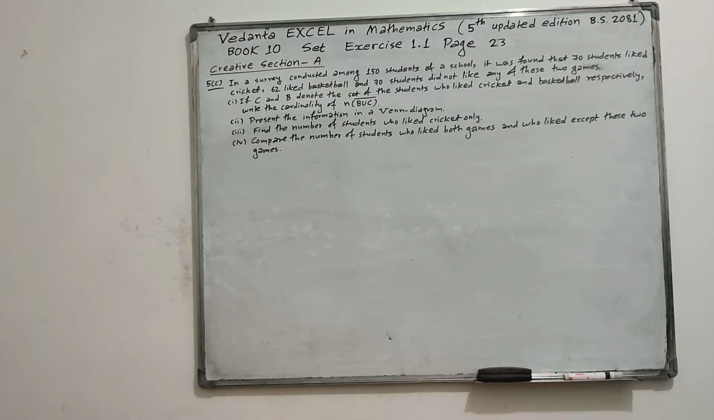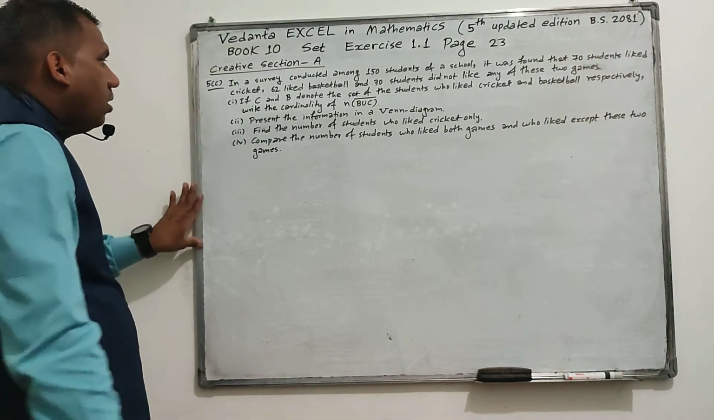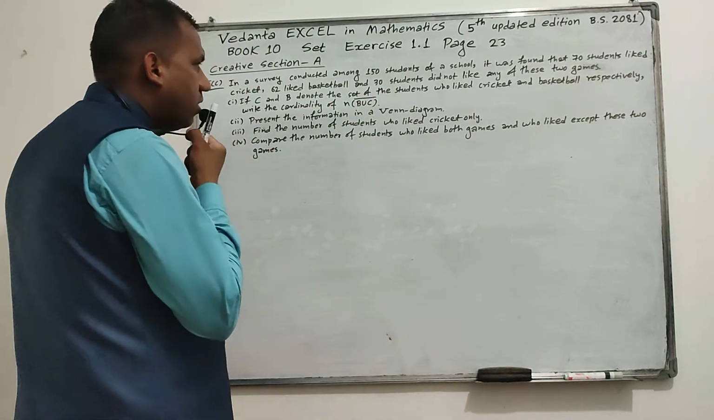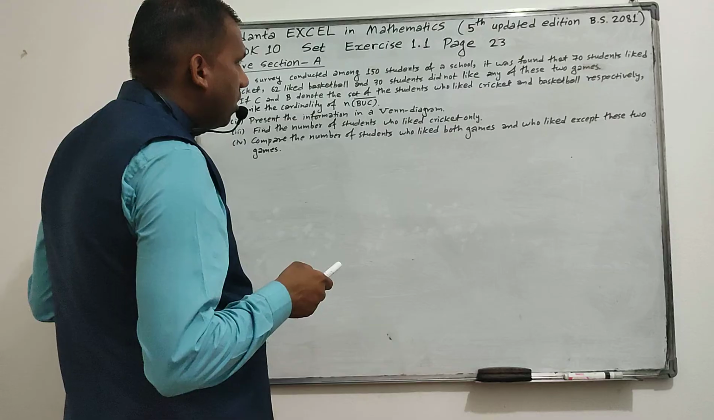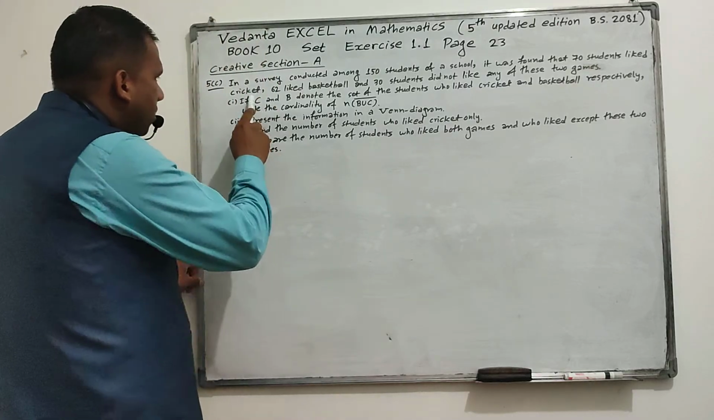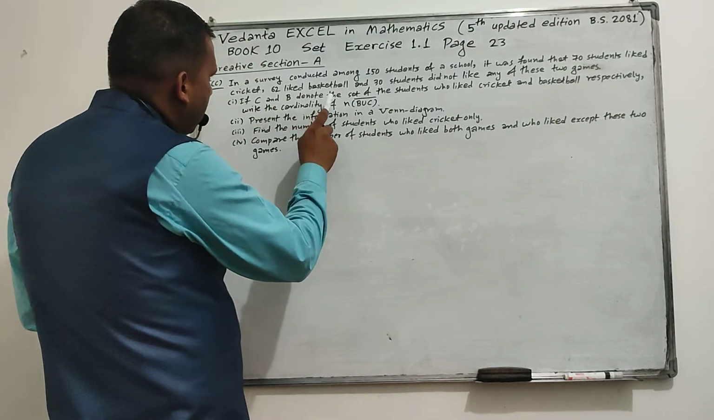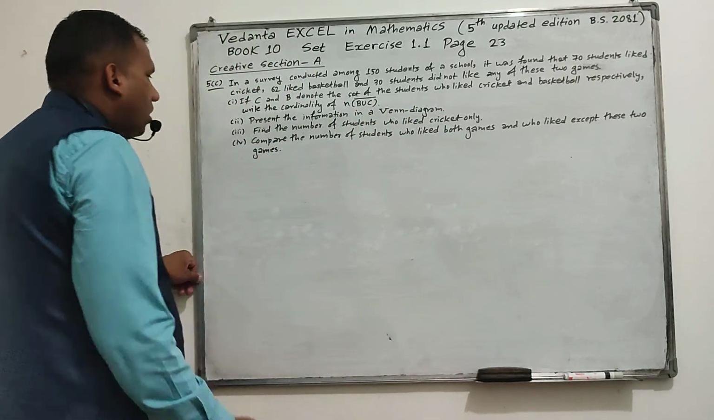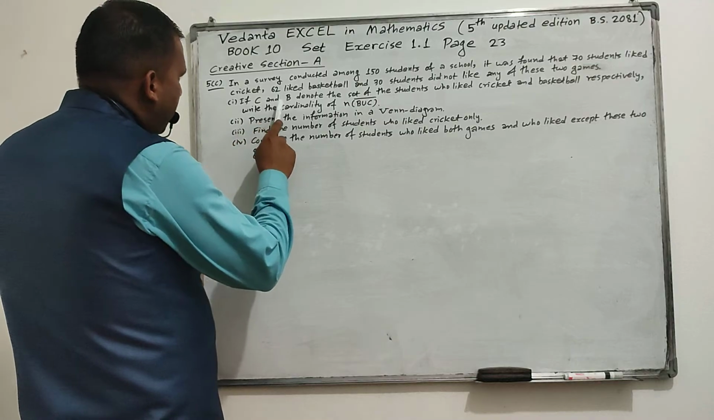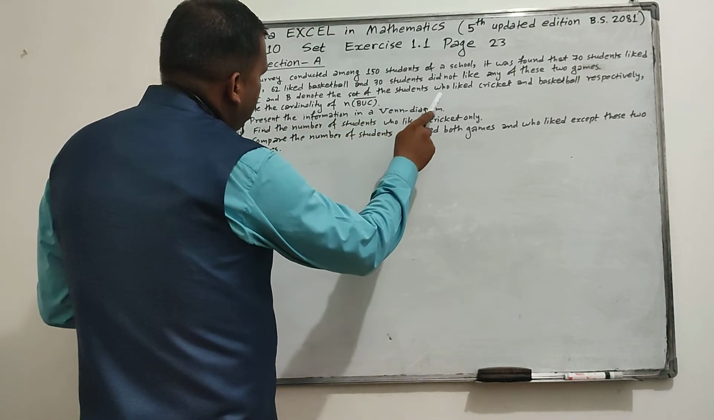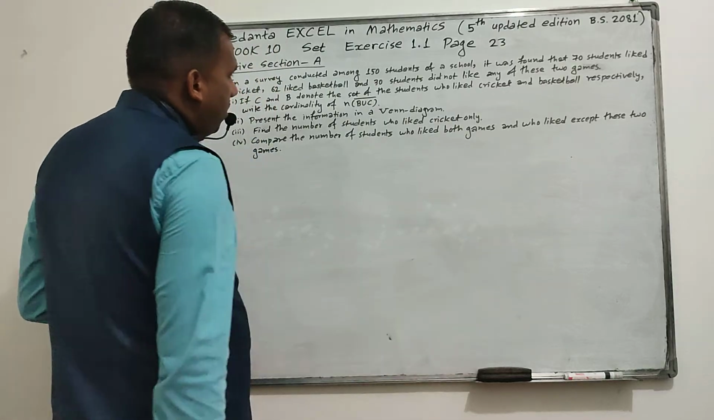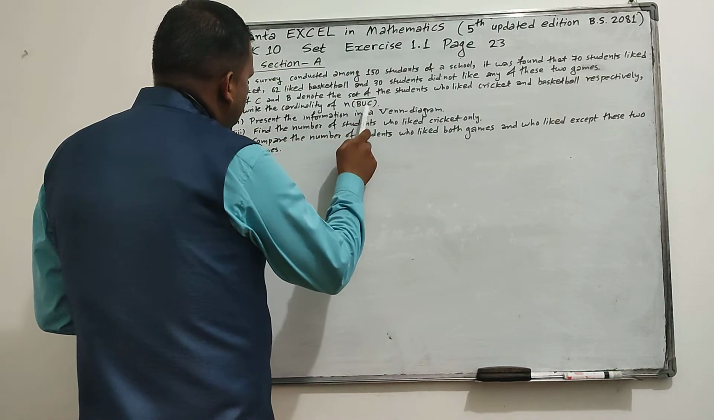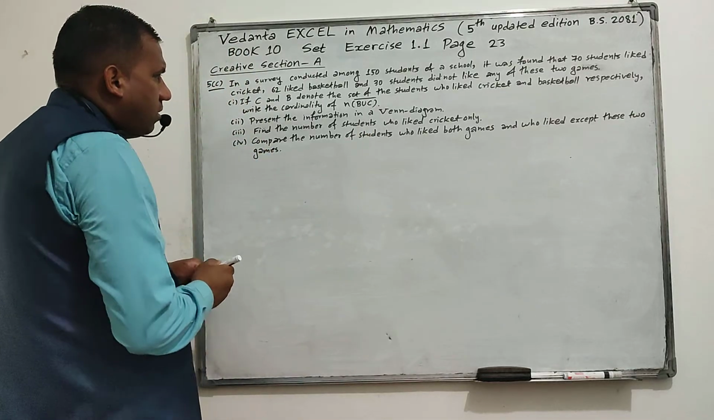Now, next question. Question 5C. In a survey conducted among 150 students by a school, it was found that 70 students liked cricket, 62 liked basketball, and 30 students did not like any of these two games. If C and B denote the sets of students who liked cricket and basketball respectively, write the cardinality of (B union C) whole complement.